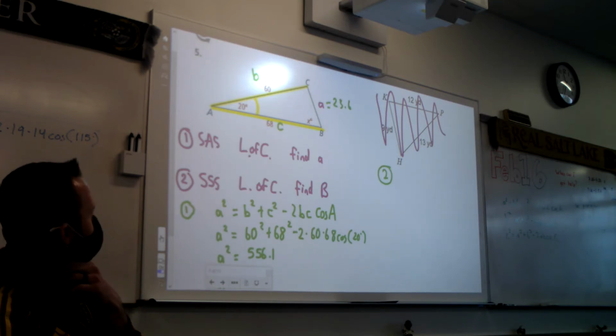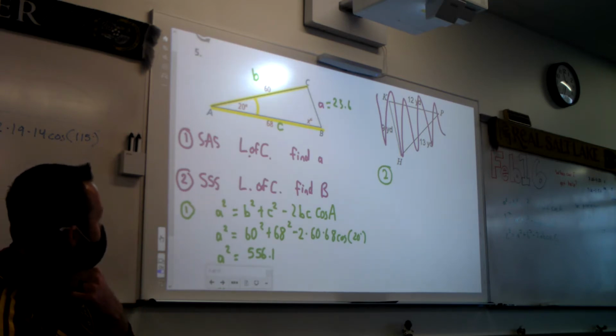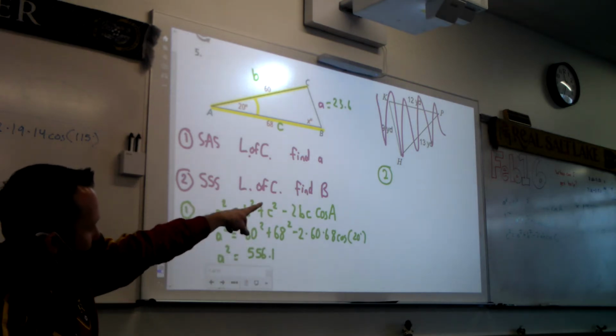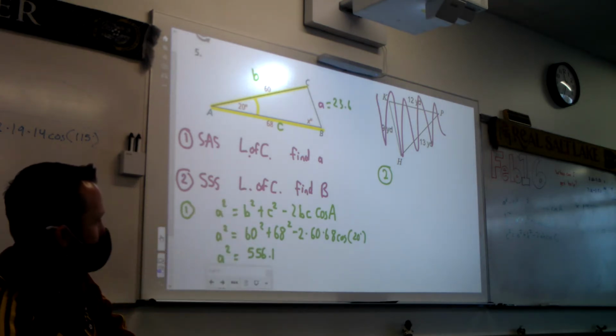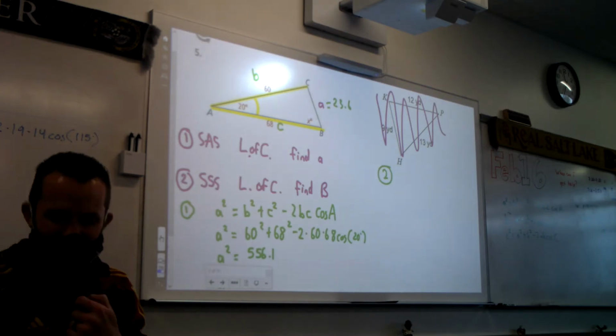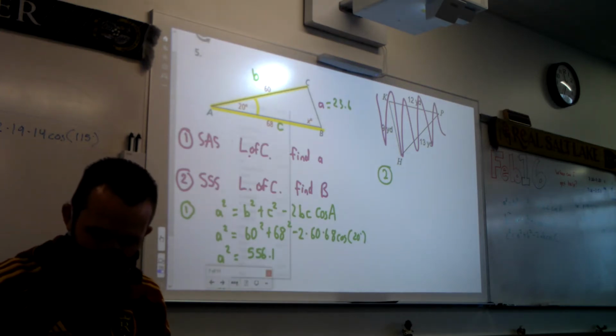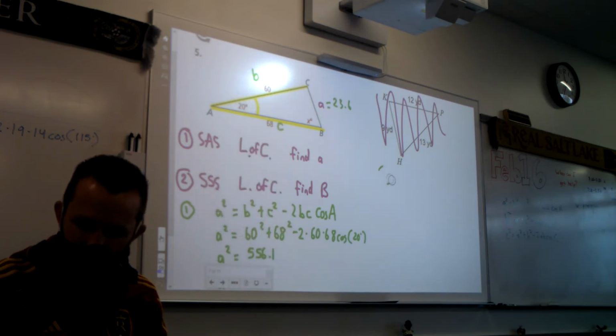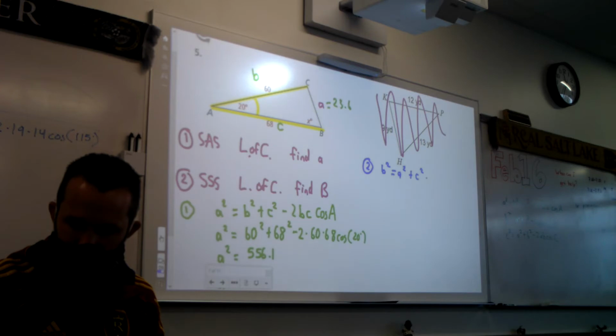Alright, Caroline, if we're trying to find angle B, which one of those three formulas should we use? Yeah, because it has a B in it, right? So that makes sense. So let's go, and I'm going to change colors for this one. So for step 2, we're going to use B squared is equal to A squared plus C squared minus 2AC cosine of B.